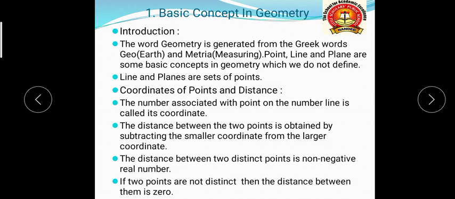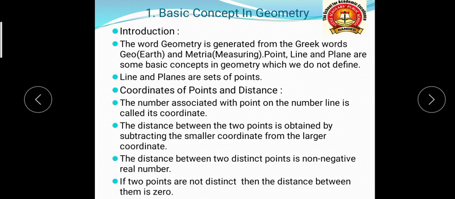Before that, I will explain what is meant by geometry and how this word is formed. This word is generated from the Greek word geo. Geo means earth and metria means measuring. So the meaning of this word is earth measuring. Geometria, and it forms geometry.